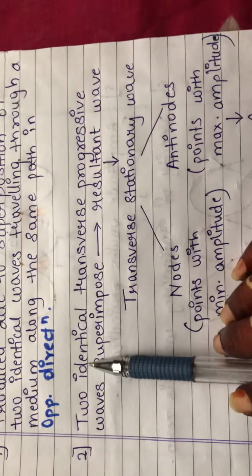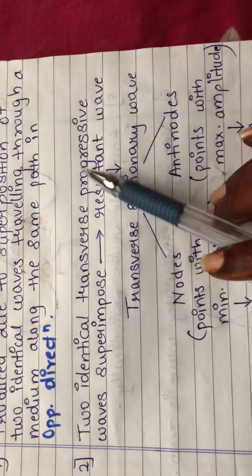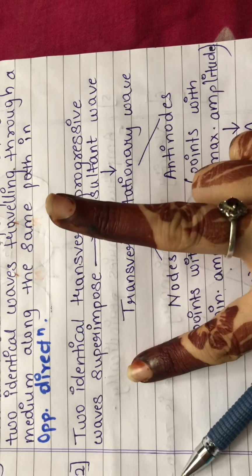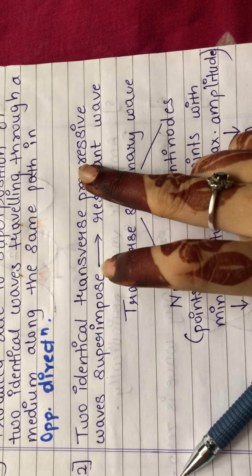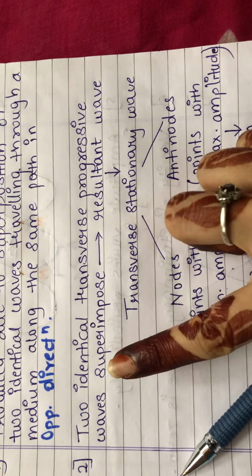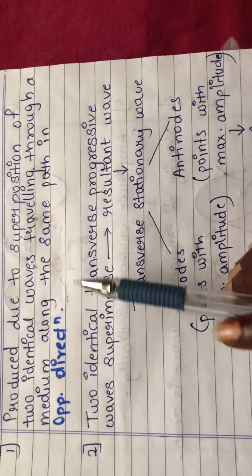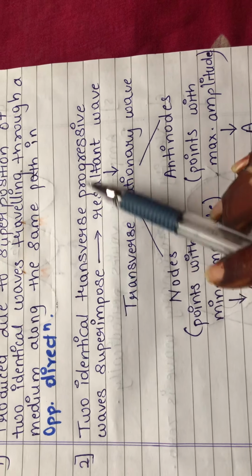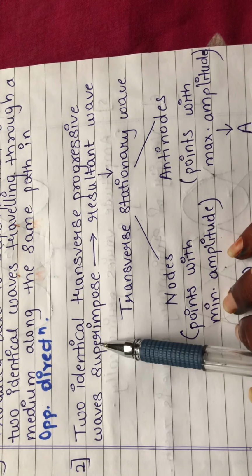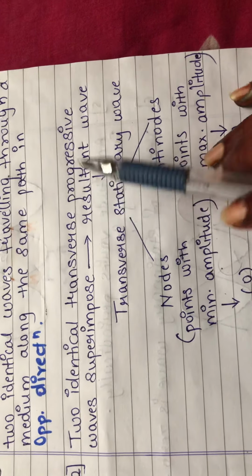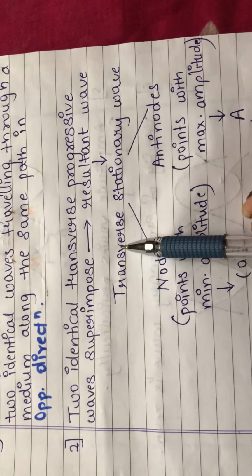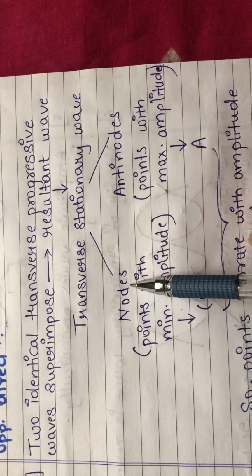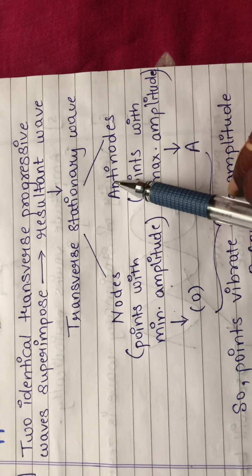Okay, now we know progressive waves are divided into two types, that is transverse and longitudinal. So if the two identical waves are transverse progressive waves which superimpose, then what will be the result? The resultant wave will be a transverse stationary wave, and this transverse stationary wave has nodes and antinodes.